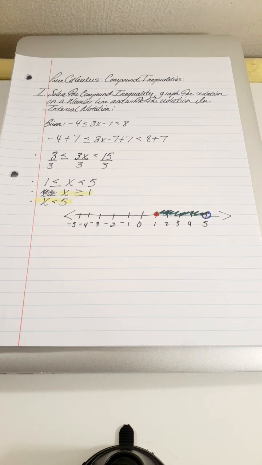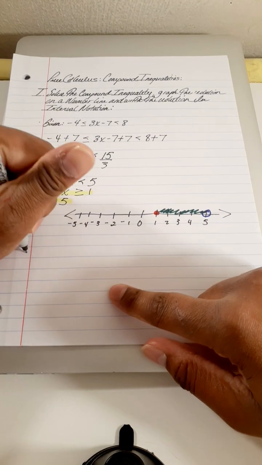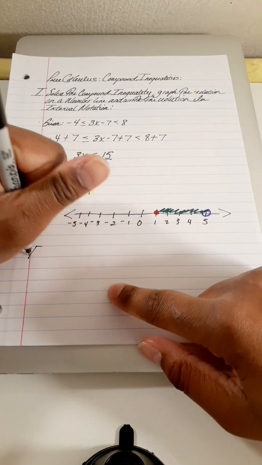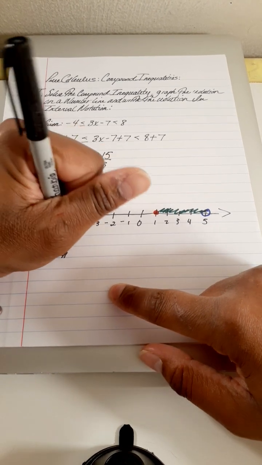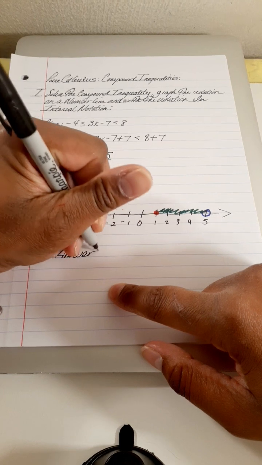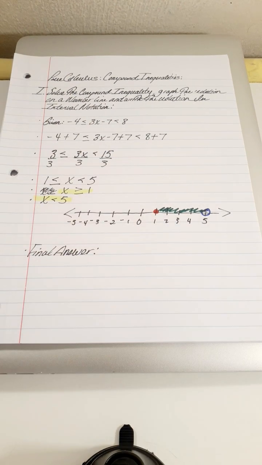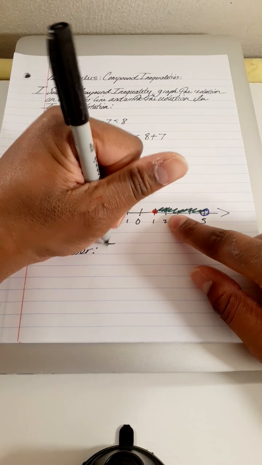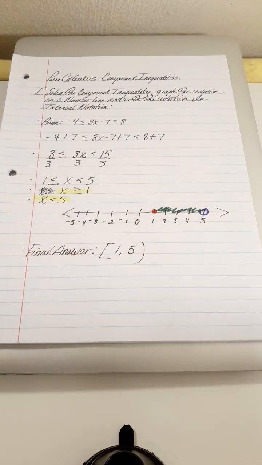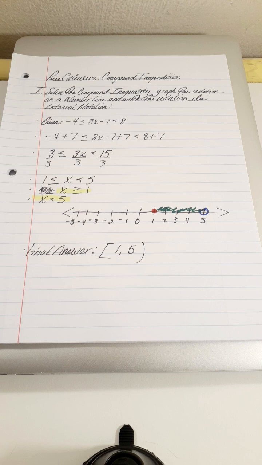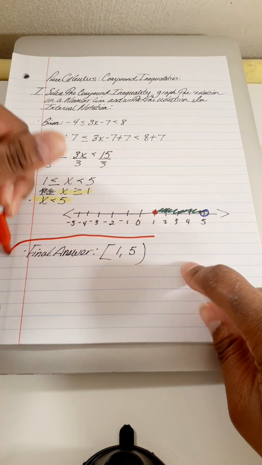And then for your final answer, they asked us to write it in interval notation. So hope you guys remember how to write this in interval notation. To write this in interval notation, it's going to be: we'll have our bracket, you'll have your 1, your comma, and then a 5, with a parenthesis. And that's how you'll write it in interval notation, and that's how you graph it on a number line.